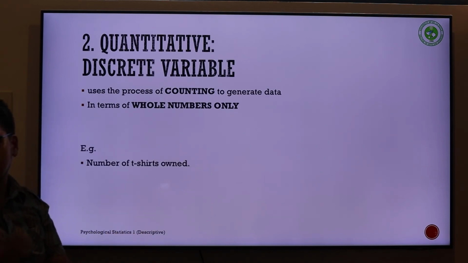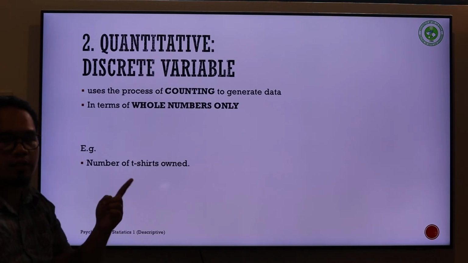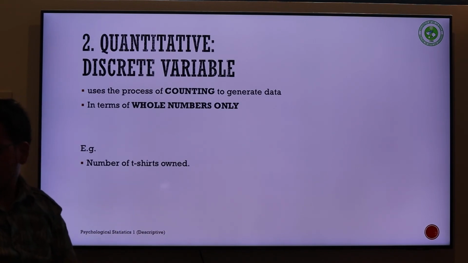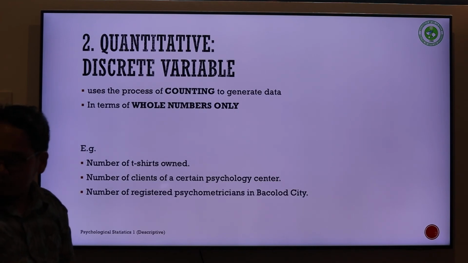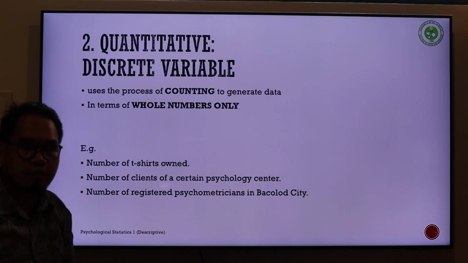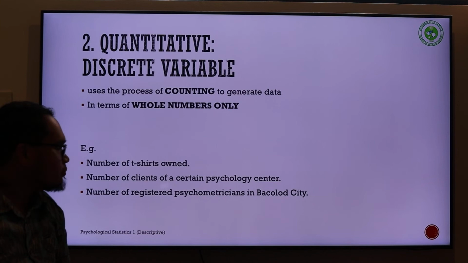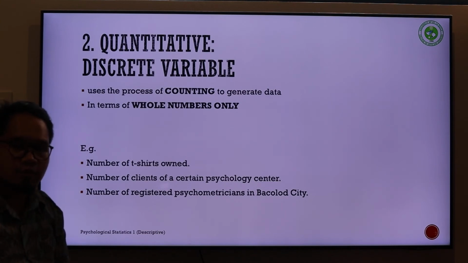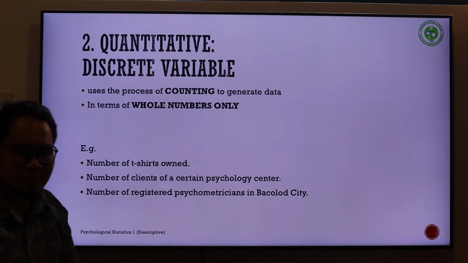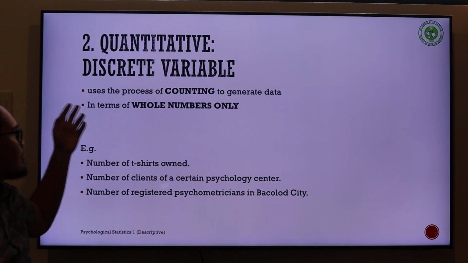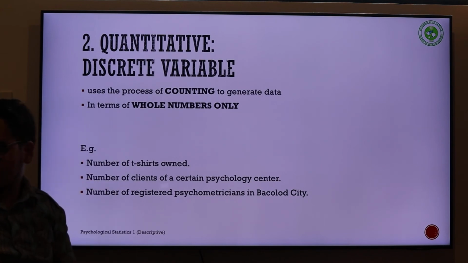For instance, the number of t-shirts owned: you counted 1, 2, 3, I have 3 shirts. The number of clients of a certain psychology center, okay? And the number of registered psychometricians in Bacolod City. Because it would be frightening if we have 2.3 clients or 4.7 clients, okay? So we only count the number of heads, the number of people, we don't measure them, okay? So everybody, this is a discrete variable.